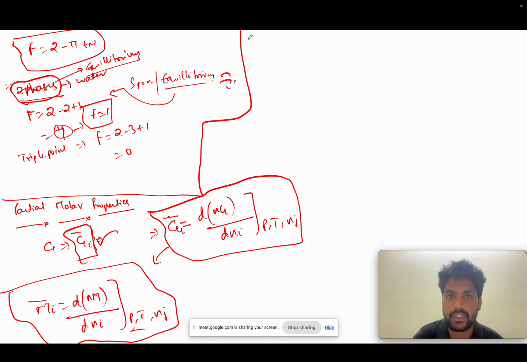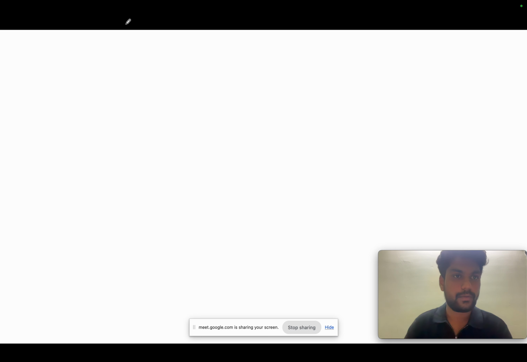So now we have this thing. Now we will go step by step for the partial properties. Okay, now I have taken. So now if it is clear, I think we will take it here and we will do it.